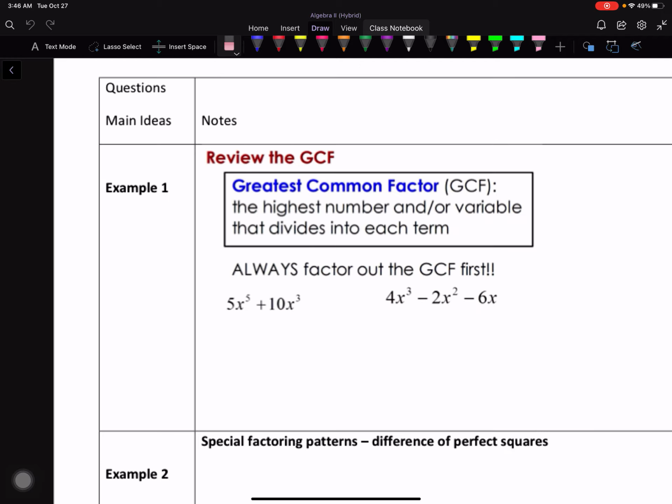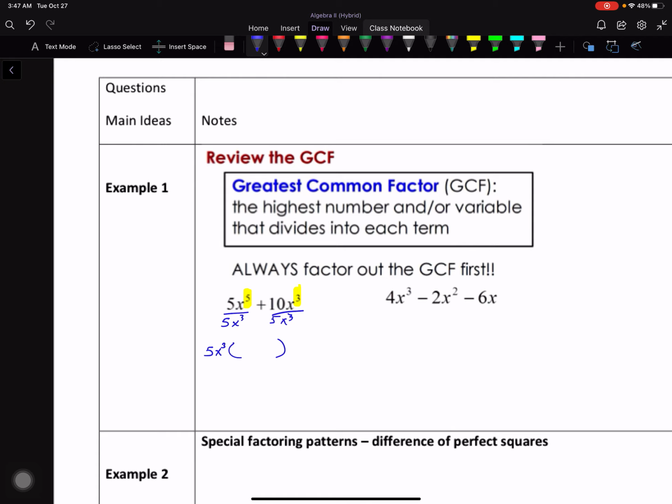So looking at the first example, 5x to the fifth plus 10x to the third. Both of the numbers are divisible by 5, so we want to divide a 5 out. And you'll notice we have 5 x's here, we have 3 x's here, so I can take at most 3 x's from both of those terms. So my factored form, if I take out the GCF, I'm going to put the GCF right here, and I'm going to put whatever's left over in the parentheses.